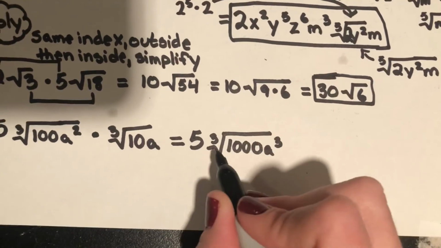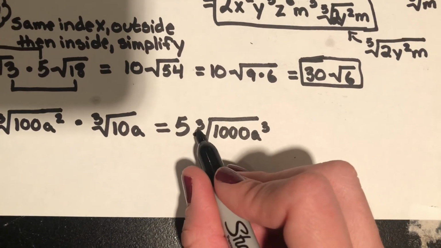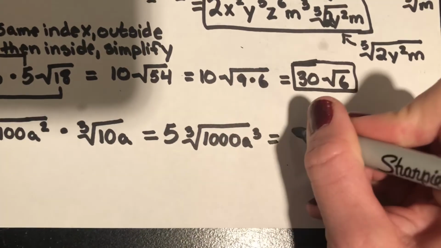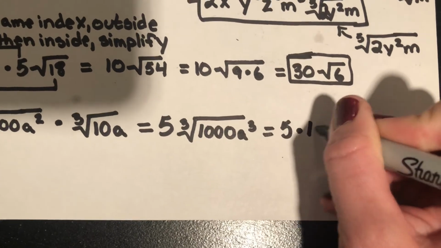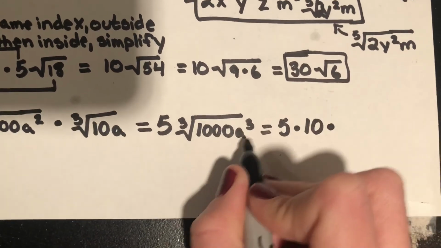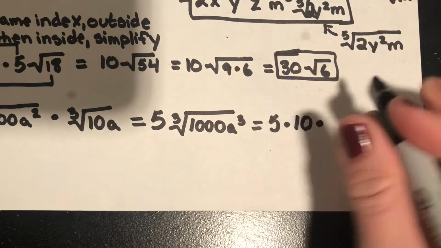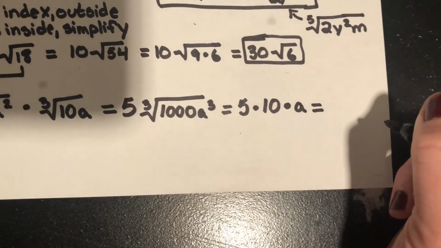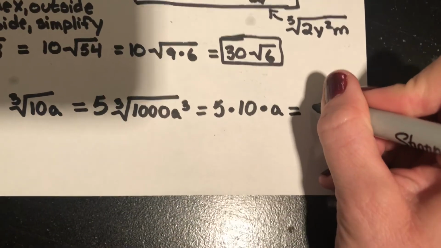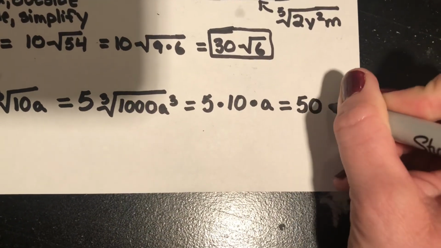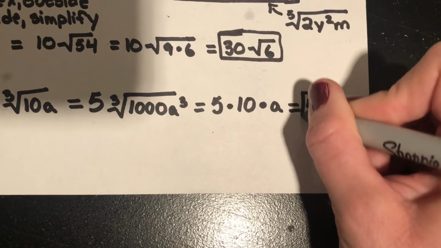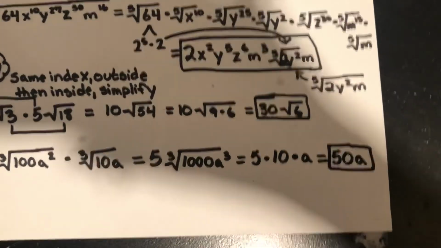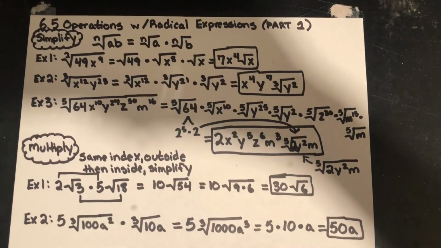Now, we can fully simplify this because we do have the cubed root of 1,000. The cubed root of 1,000 is 10. So this further simplifies to 5 times 10 times, well, 3 divided by 3 is 1. It means times a. And to get our final, most simplified answer, 5 times 10 is 50, and that a stays right there. All right, so that is both simplifying and multiplying.